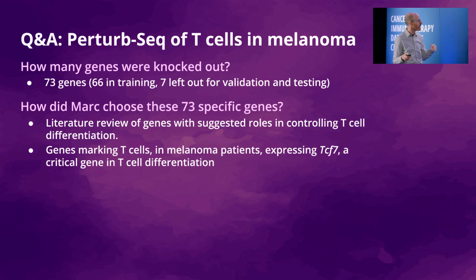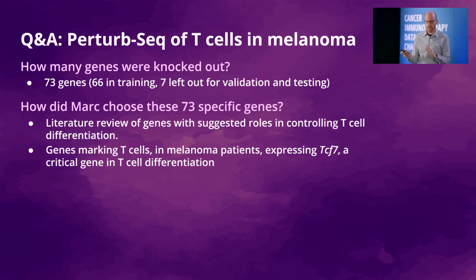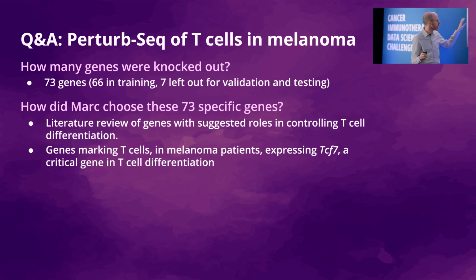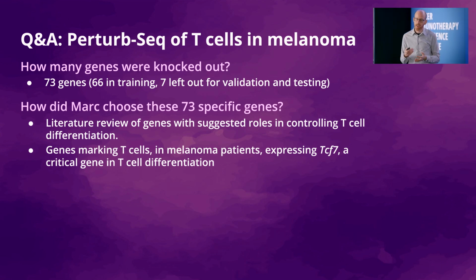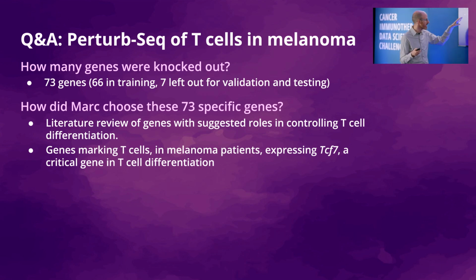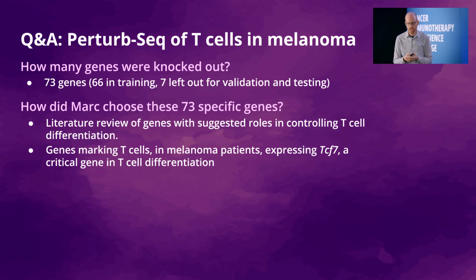Next question is, well, why did Mark choose those specific genes? We don't know what most genes do or how most genes affect T cell differentiation. So Mark used prior knowledge to narrow the search space. So one thing he did was a scientific literature review of genes with potential roles in controlling differentiation. Mark also looked at human patient data from melanoma trials. And he looked at genes from T cells in melanoma, in particular T cells that were expressing TCF7, which is a critical gene in T cell differentiation. And he looked at what genes mark those T cells. So that's where he chose the genes from.